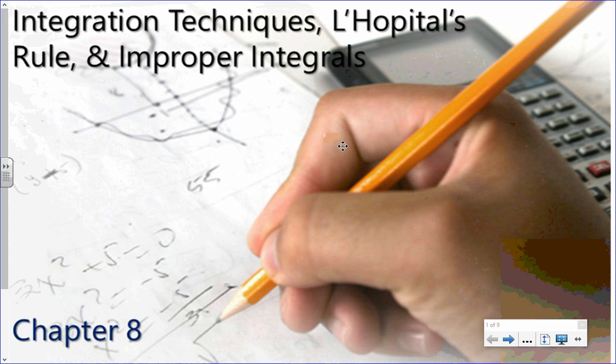So, in this chapter, we are going to work on integration techniques. We are going to work on more problems involving L'Hopital's rule. We really only saw 1 out of like 7 cases, I think, for L'Hopital's rule. And then improper integrals. Okay?